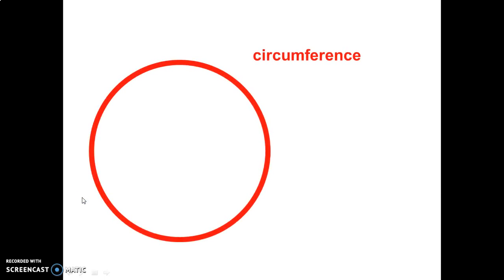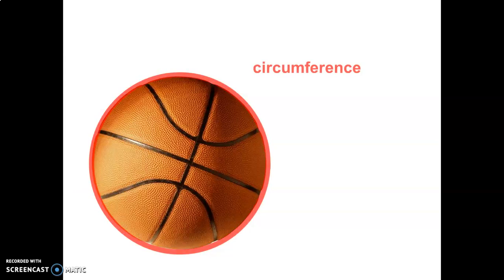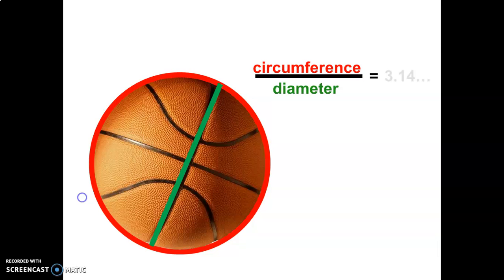Let's begin with a circle. This is called the circumference of a circle, and this is called the diameter. When you divide the circumference by diameter in any circle, you will always get 3.14 and then more decimal places. In other words, circumference divided by diameter is pi. This happens for any circle. Let's say we had a circle here, circumference, and then the diameter, and you divided those. Again, you would get pi.